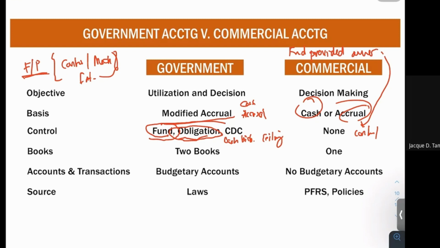If you compare it to commercial, if we have an investment, generally we don't have much internal control as to the usage of funds. It depends on how you make use of that money. However, in the government, since this is appropriated and allotted, what we look into is that the fund must be used based on that appropriation and allotment. That's why we have these control mechanisms: fund, obligation, and cash disbursement ceiling.